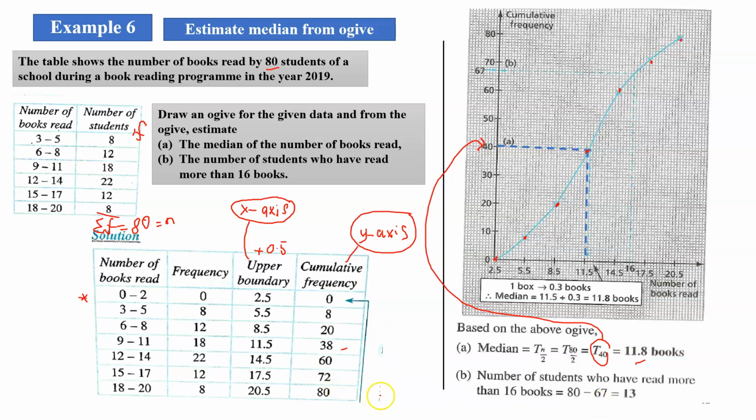Apa hints yang kamu dapat dekat sini? So, minus 67. Dekat mana 67? Somewhere around here. This is 67. Dia dapat dari mana 67 ni? Dapat dari sini. 67. Sorry, a bit messy. So, ni, you garis dia sampai kena yang ni. Turun bawah. Bawa turun ke bawah.